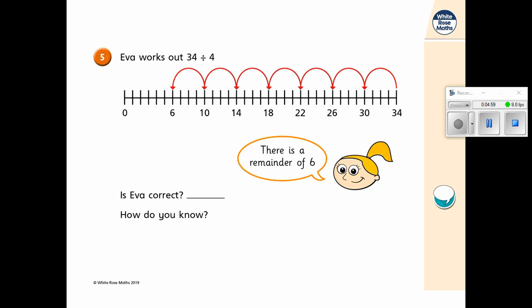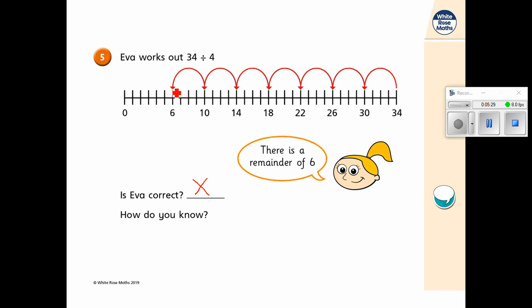Question number 5. Eva works out 34 divided by 4. So let's have a look. She starts at 34, divided by 4. So she takes away 1, 2, 3, 4 each time. Yes, that looks okay. I don't think she's made a mistake. There's a remainder of 6. Is Eva correct? Oh, well, no.